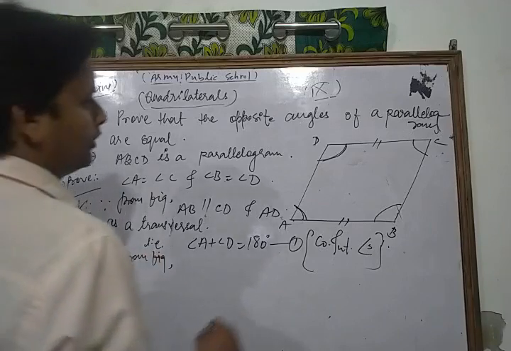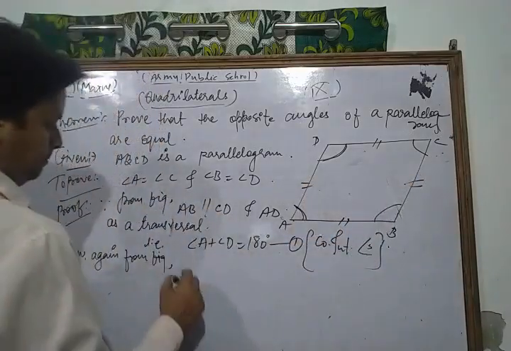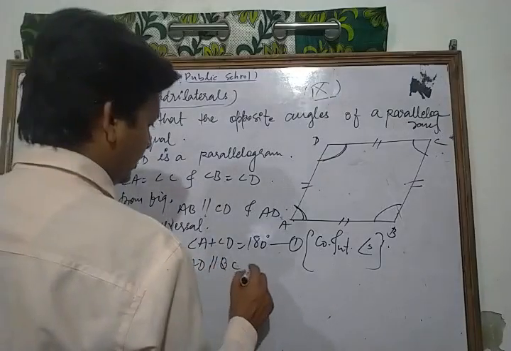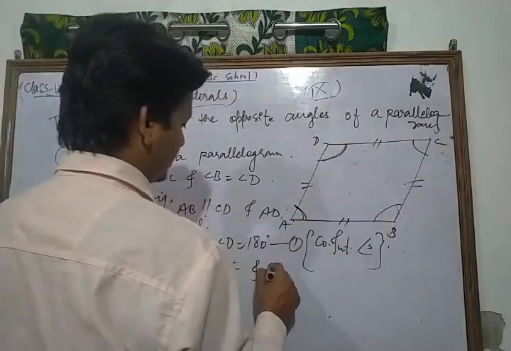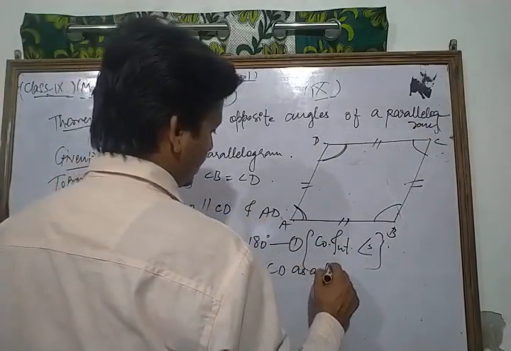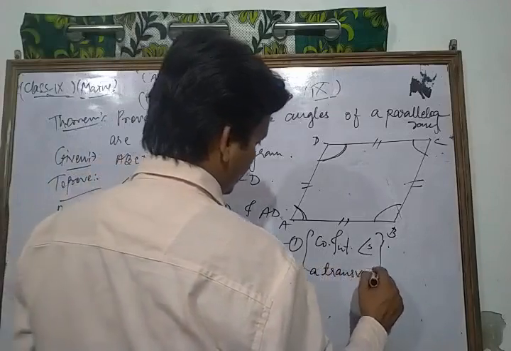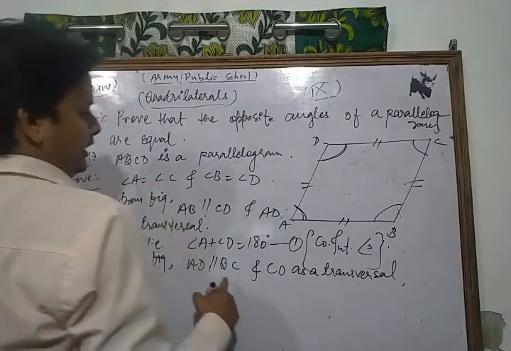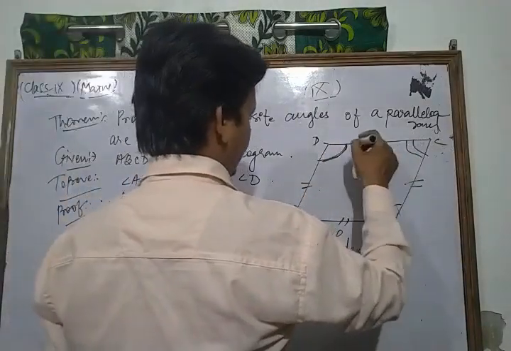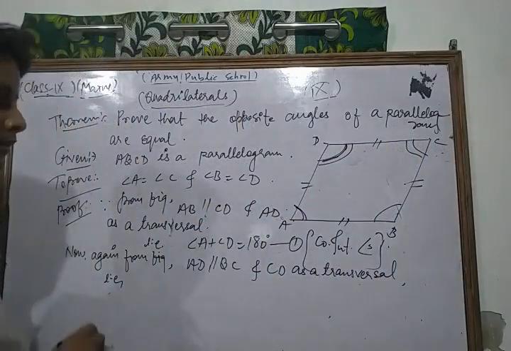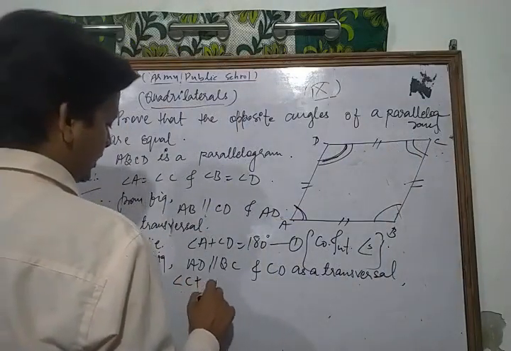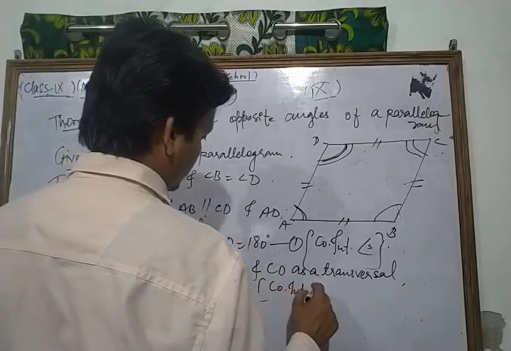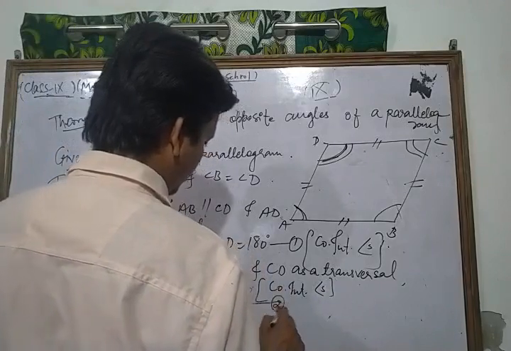from the figure, AD is parallel to BC and CD is a transversal. Then angle C plus angle D are also a pair of co-interior angles, that is, angle C plus angle D is equal to 180. These are the co-interior angles. Take this as equation number 2.